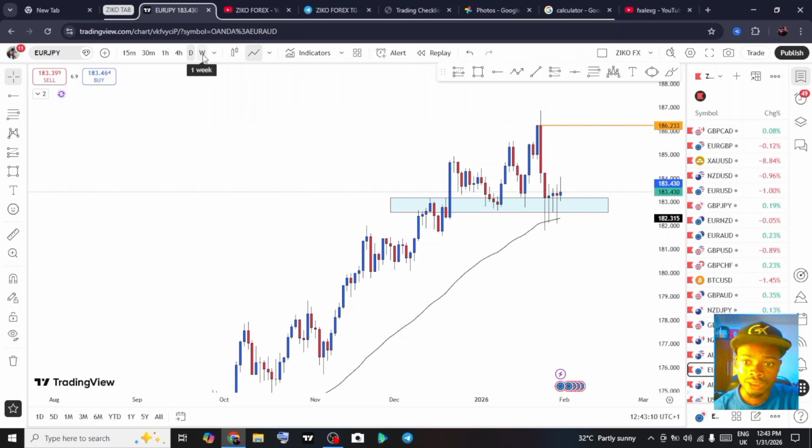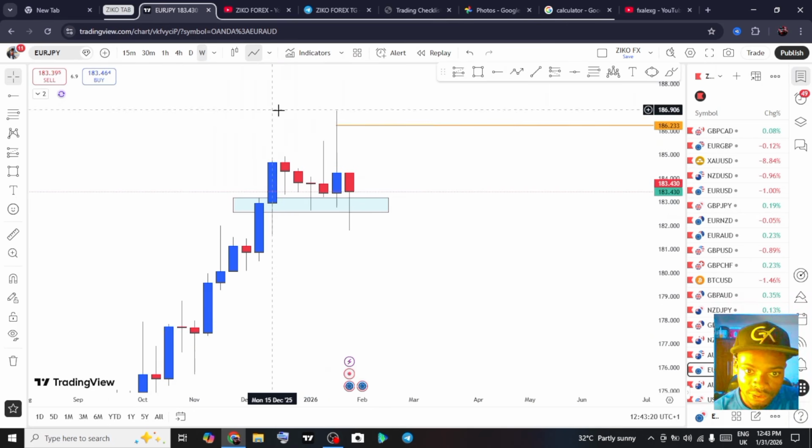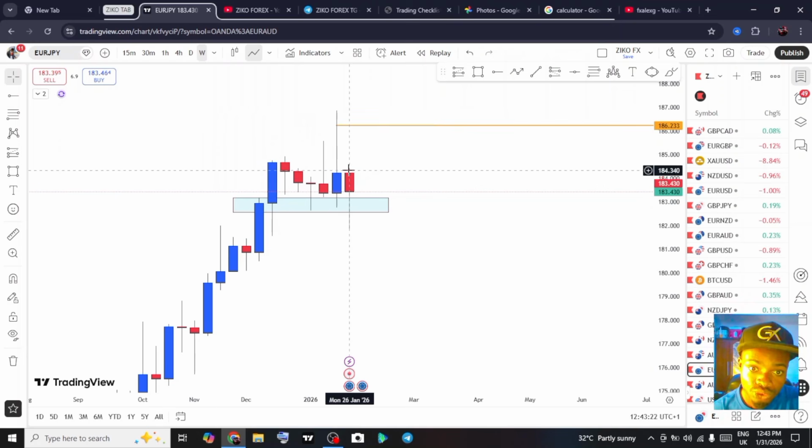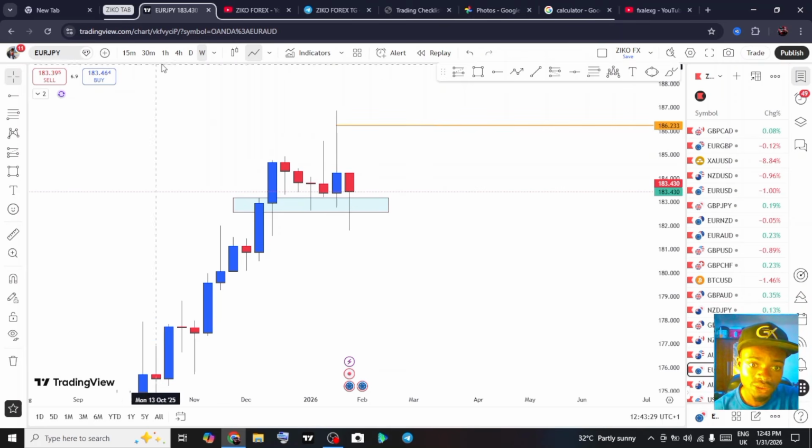So let's see. Daily is bearish, overall structure is bullish. The weekly time frame, by the way, to the top is a Marubozu candle, which means it's likely to create a wick to the top. So weekly is also bullish. 4 hour time frame.